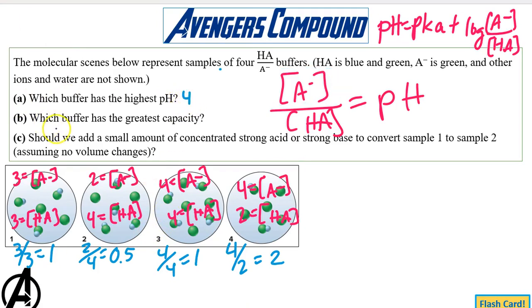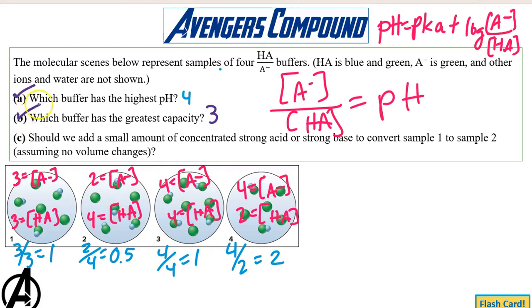For the next part, they ask which buffer has the greatest capacity. So what is capacity going to depend on? It's going to depend on the ratio. We want the ratio to be closest to what? Closest to 1. And it's also going to depend on what? The concentration of the buffer components. So automatically, we're looking for our ratio to equal 1. That's going to be molecular scene 1 and molecular scene number 3. So the question becomes, which one do you choose? You're going to choose the one with the highest concentration. The highest concentration is going to be the one with the highest numbers. So the molecular scene that has the greatest capacity is going to be scene number 3.